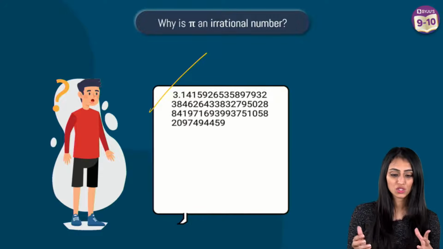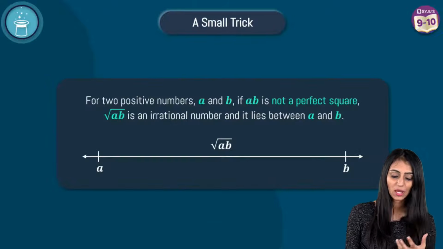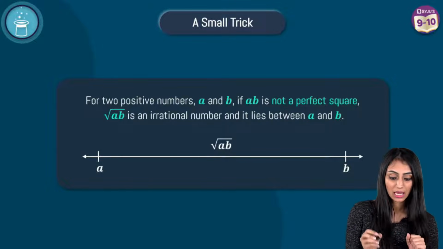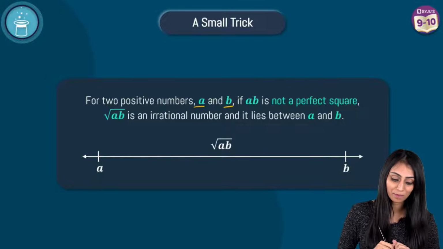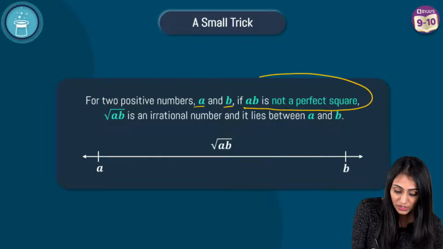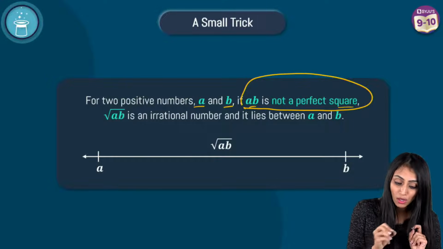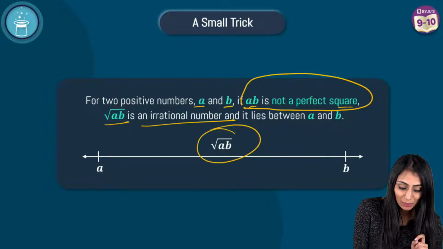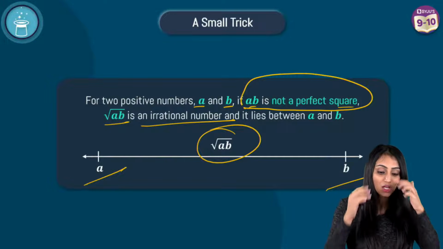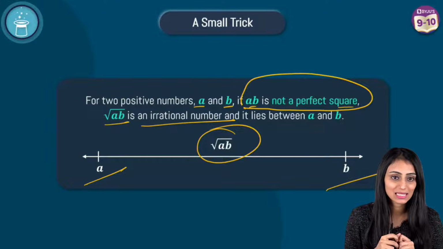Alright, so we have understood that pi is an irrational number. Now let me give you a very small trick. What if you are asked to find an irrational number between two positive numbers? This trick is applicable where we have two positive numbers a and b. If ab is not a perfect square, that means you multiply those two numbers, then the square root of ab would be an irrational number that lies between these two positive numbers. So you can use this trick in the questions. I hope this is clear to everyone.